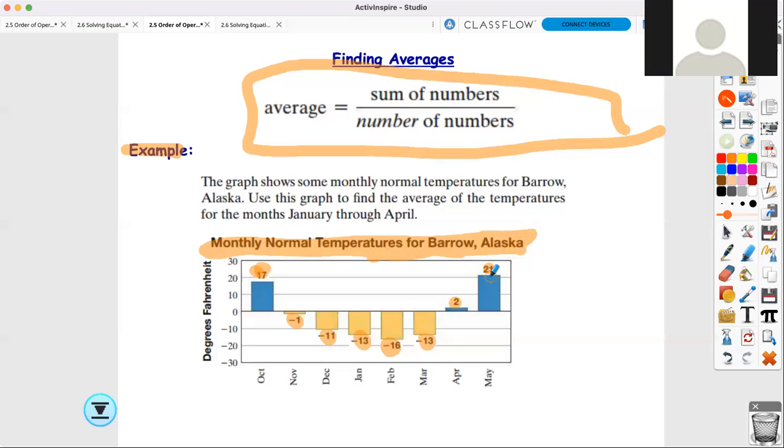Do you want us to copy down the graph? No, you can just write down the numbers that I highlighted in the graph. The numbers are the main important part, sir.